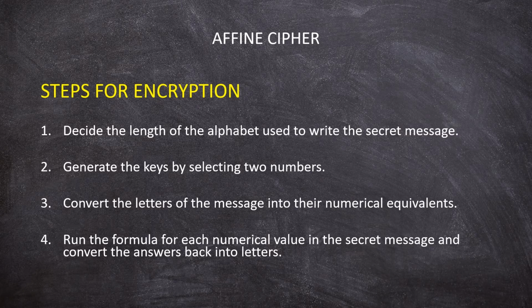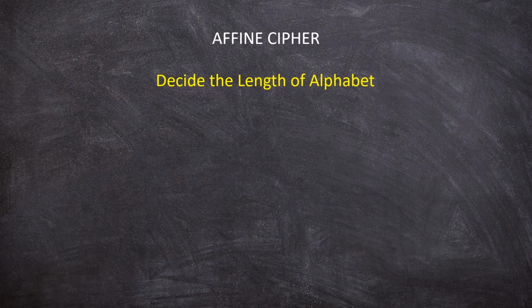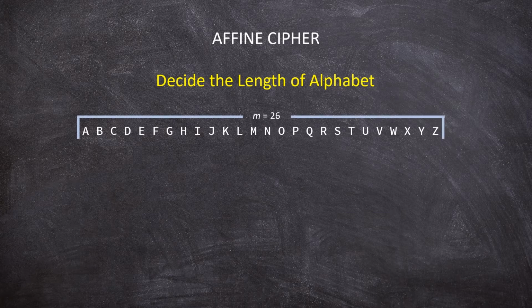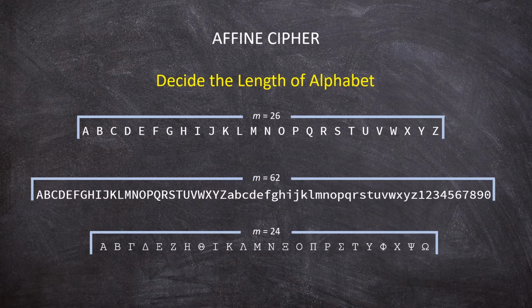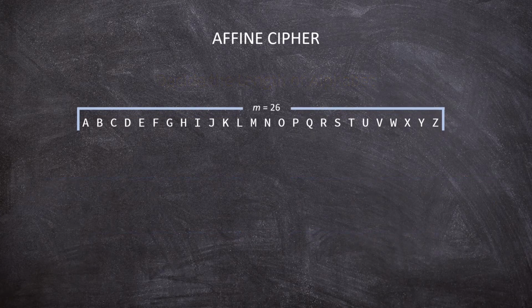So once again, the first step is to decide which alphabet we plan on using to write out our message. Now in most cases, the standard 26-character English alphabet will suit our purposes. But we don't need to restrict ourselves to just this set of characters. If we wanted to, we could, for example, create an alphabet that contains all uppercase, lowercase, and numerical characters, or we could even use the alphabet of another language. The important thing to note here is whatever the length of the alphabet used, we record that value in our variable M. For the rest of this video, I'm going to be using the standard 26-character English alphabet, so we'll set M to 26.